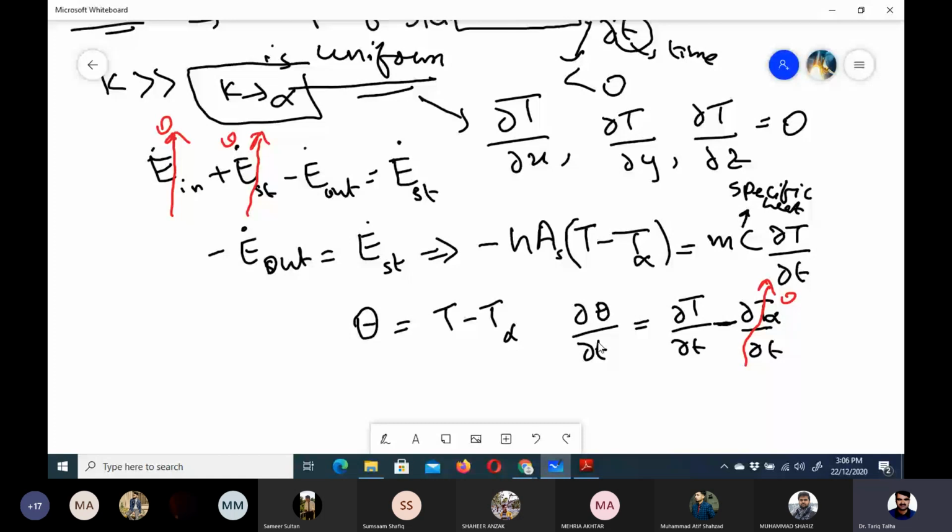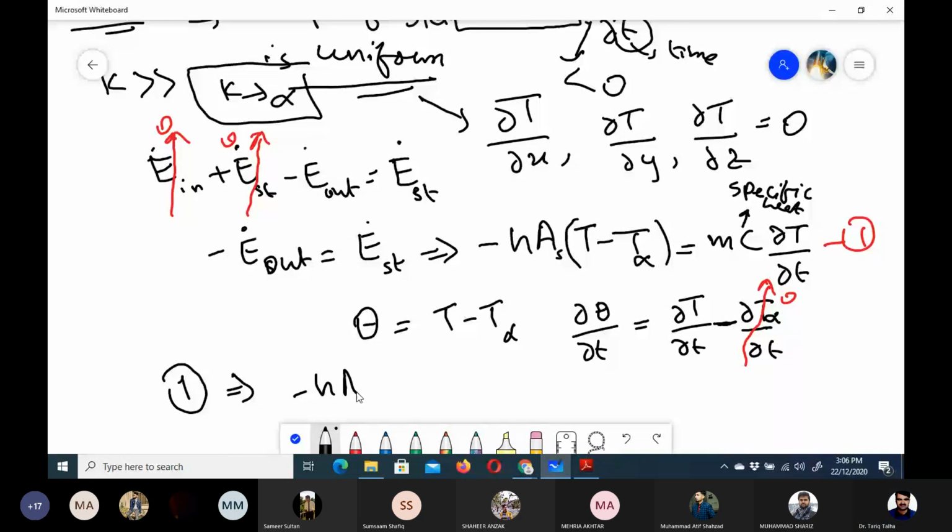So now partial theta by partial time is equal to partial T by partial time. We can put it here. So this equation 1 can be written in terms of theta, which would be equal to minus hAs theta, because theta is equal to T minus T infinity. So we just put it here, and then on the right hand side m into C into partial theta upon partial t, that is from here.